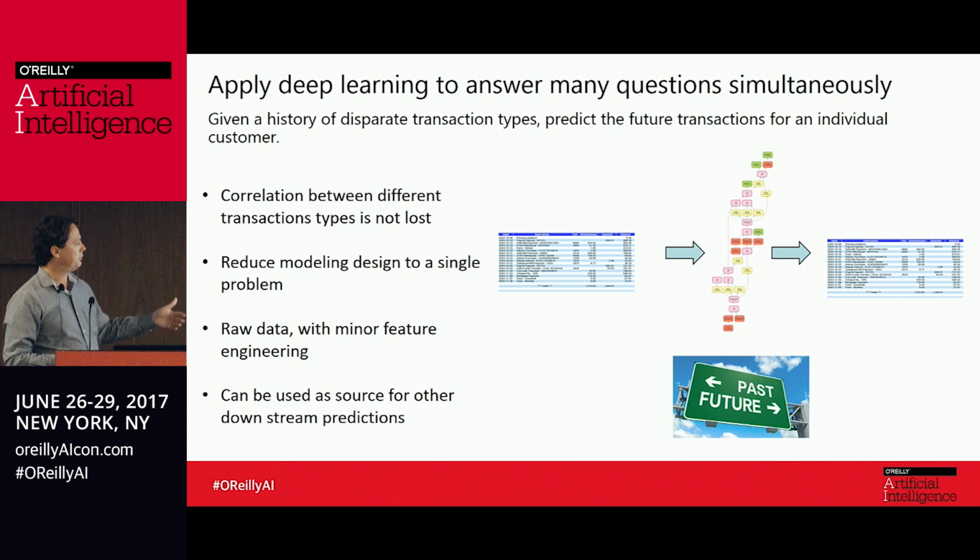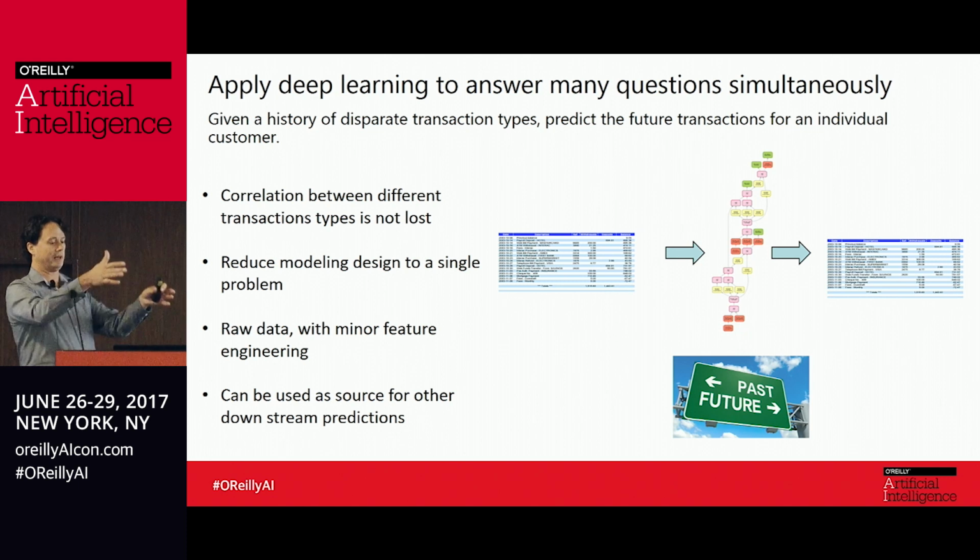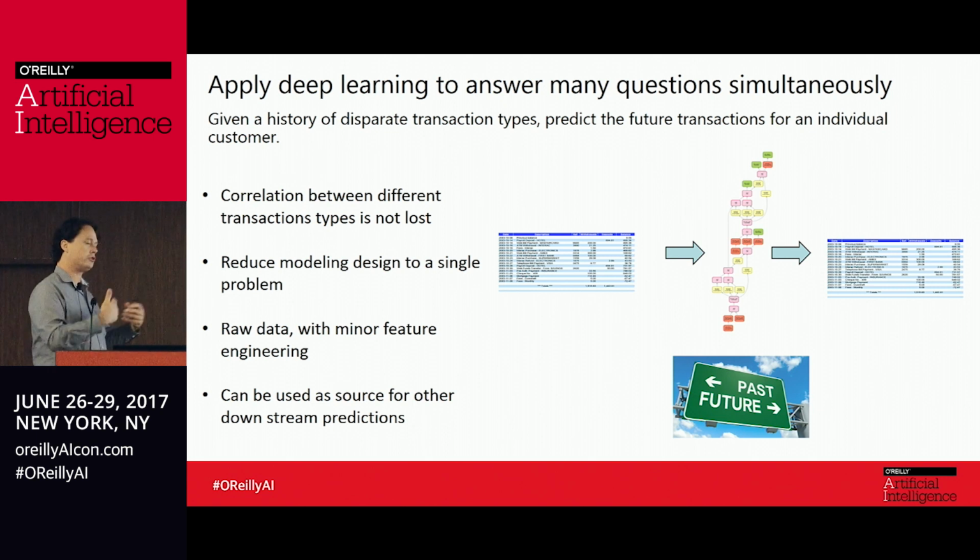And looking down the road, you could also use this. If you have something where you feed in transactions, like 20 transactions, and get out the next 10 transactions, then you could use that model as a basis for other future models that you can build on top of that, either through transfer learning or by having that feed into some kind of analysis where you look through the future predicted transactions.